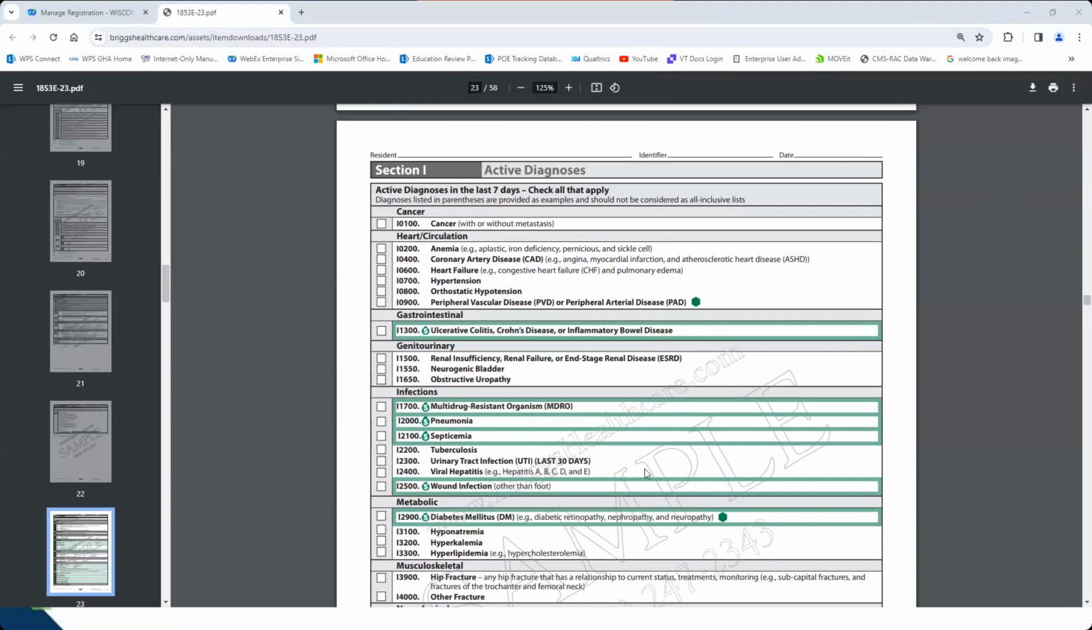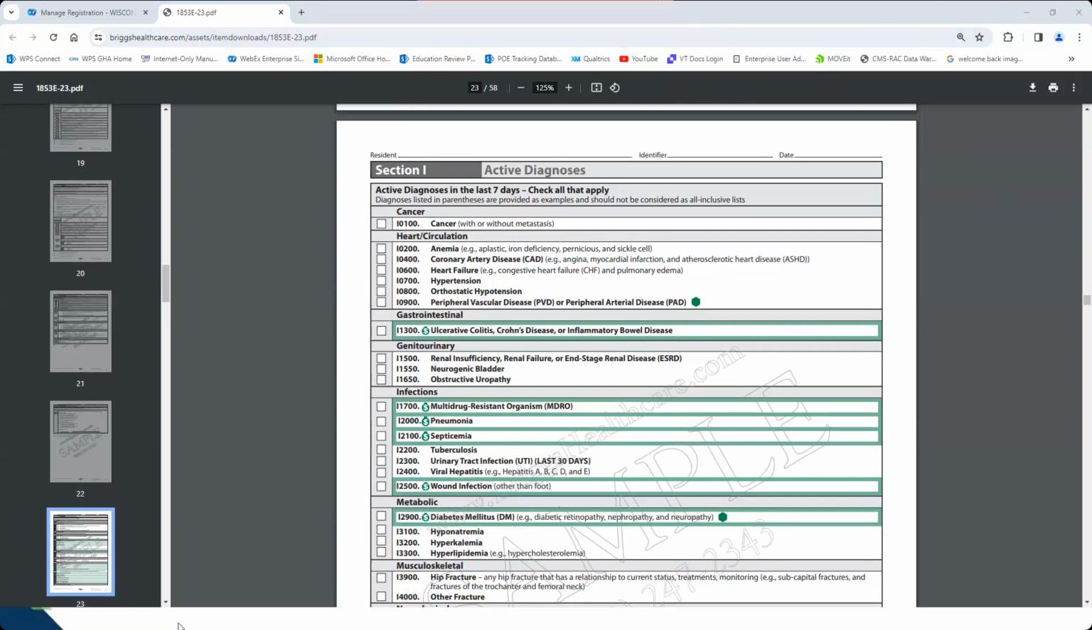So one of the important functions of the MDS assessment is to generate an updated, accurate picture of the resident's current health status. That's why this section focuses on those diagnoses that are active. This should not include past medical history diagnoses and things that are not a treatment indicator for the skilled nursing facility.